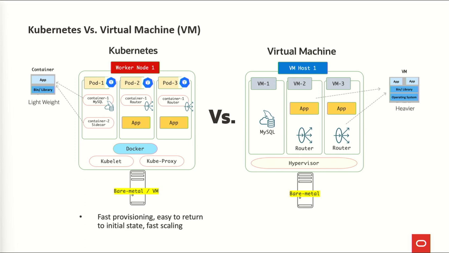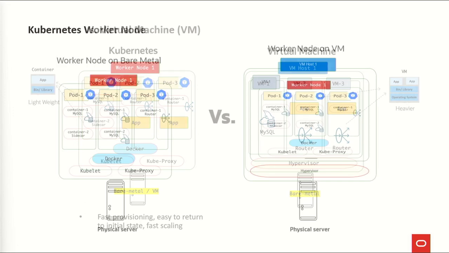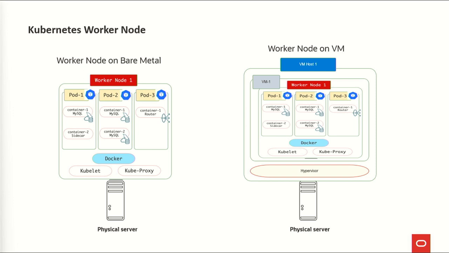So therefore, containers are usually far more lightweight than VMs, and that enables containers to be provisioned very fast. If a container goes down, it will quickly return to its initial state, and we can scale containers very fast and easily. So a Kubernetes worker node, like we mentioned before, can run on top of physical servers or on top of VMs.